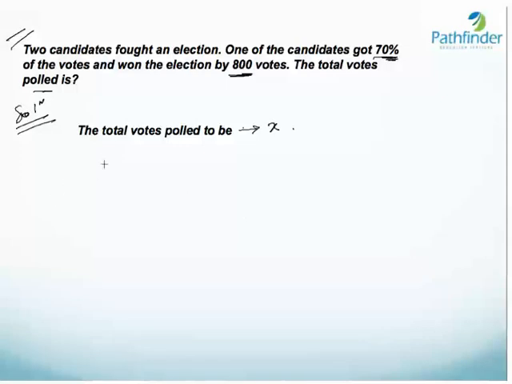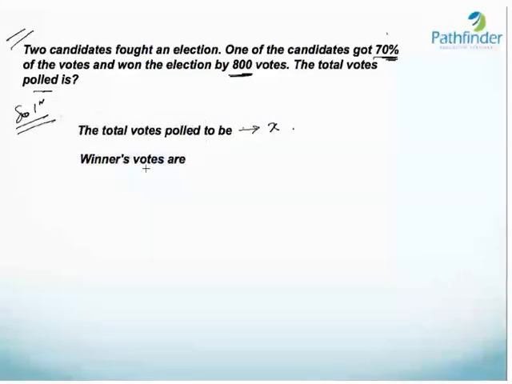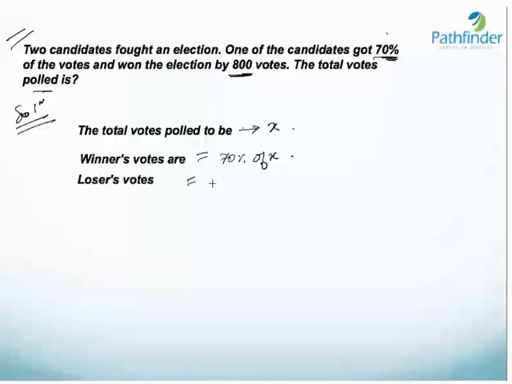Obviously, the winner's votes are 70% of x. So we can jot that down as, so the winner's votes are 70% of x. So what will be the loser's votes? The loser's vote must be 100% minus 70%, that is 30% of x. Now, how do you relate these two percentages and 800?